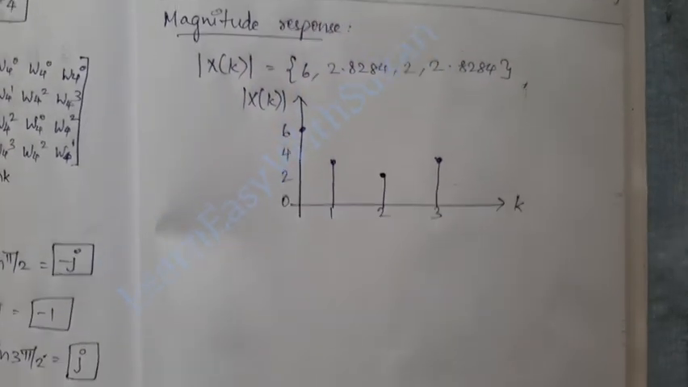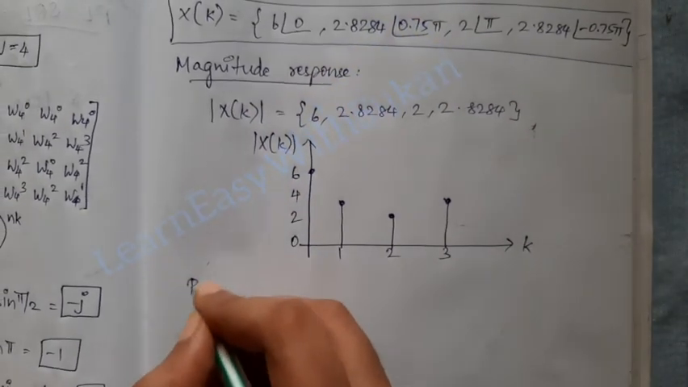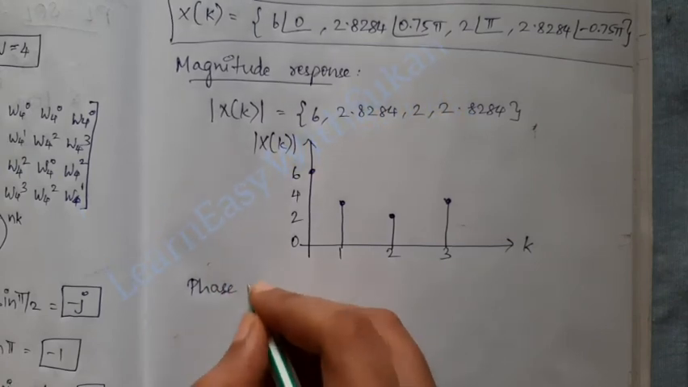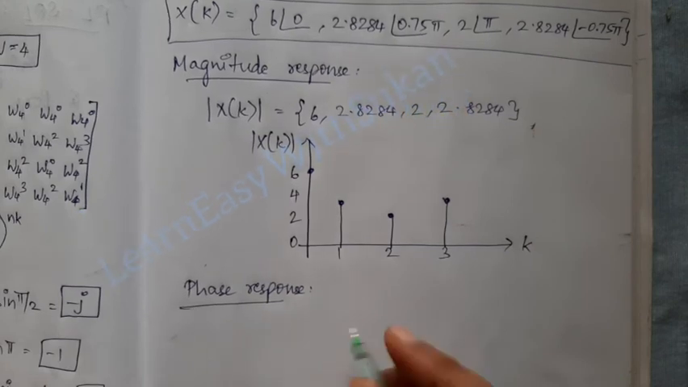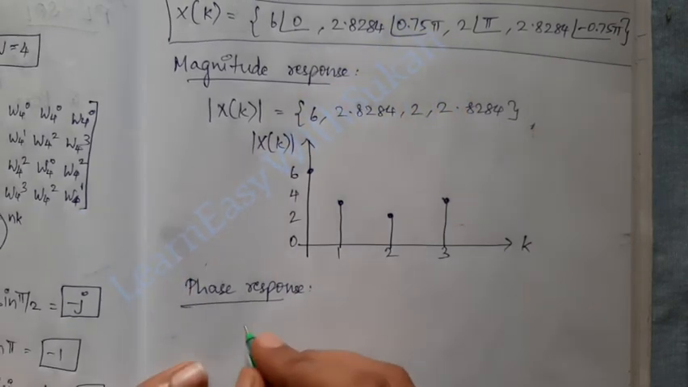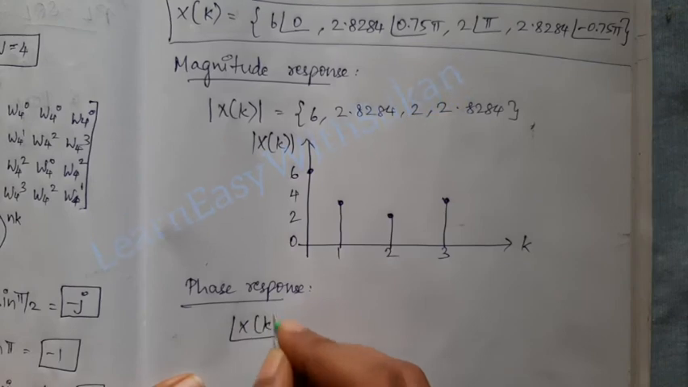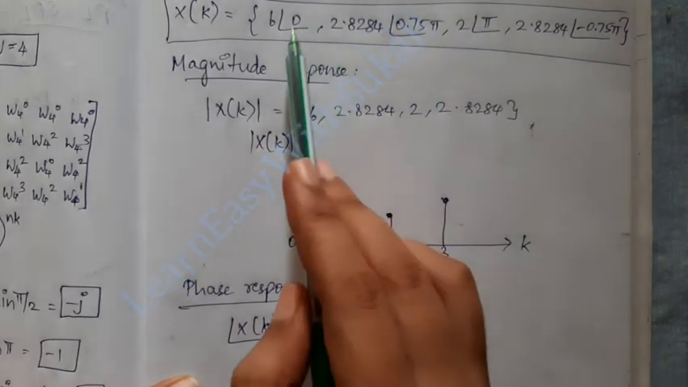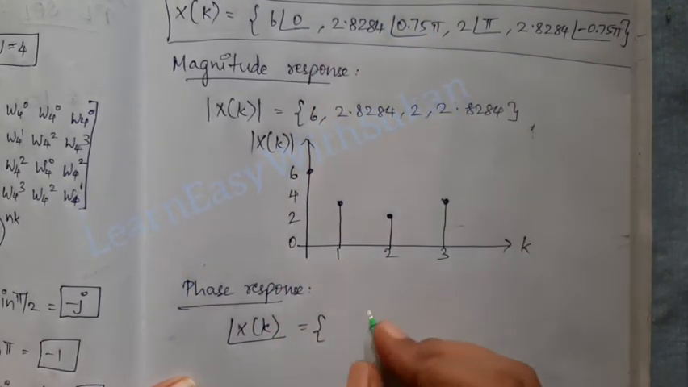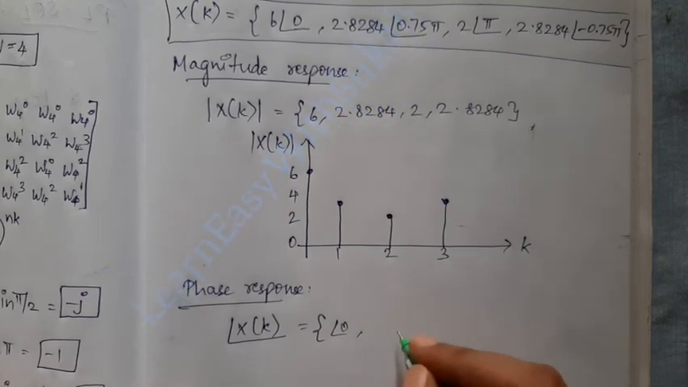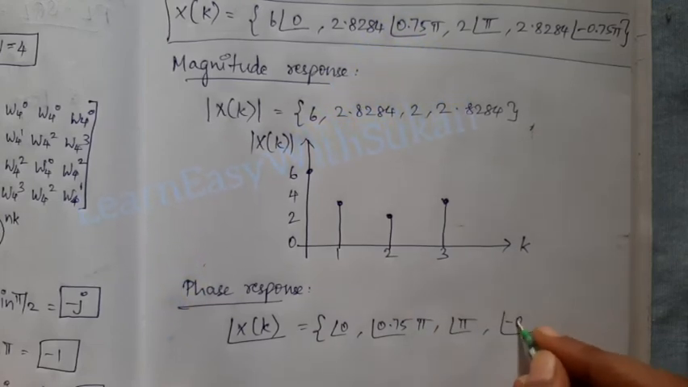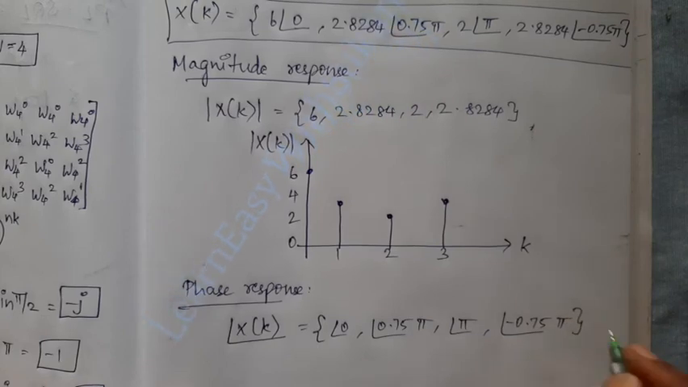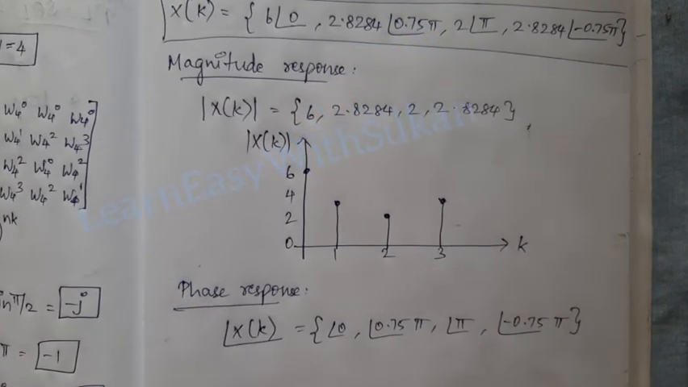For the phase plot, phase response, the same thing. I am writing phase response is angle of x of k. Consider the angle parts in this radian form. What are they? 0, 0.75 pi, pi, minus 0.75 pi. Fine. Now plot this as above.